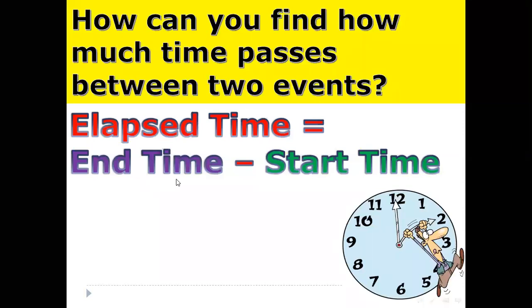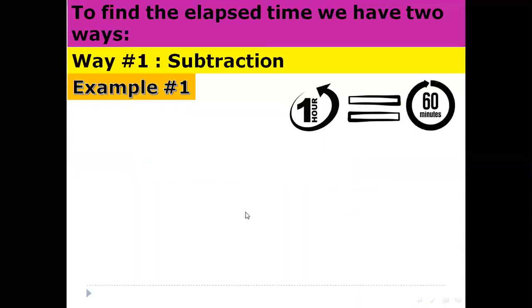The ending time minus the starting time. So if you know what time the movie finished and what time the movie started, you can find the elapsed time, or the duration of watching the movie, by subtracting them. Let's have an example. There are many ways of finding the elapsed time. The first way is by using subtraction. So look at this way.